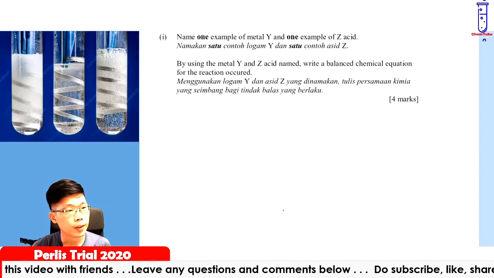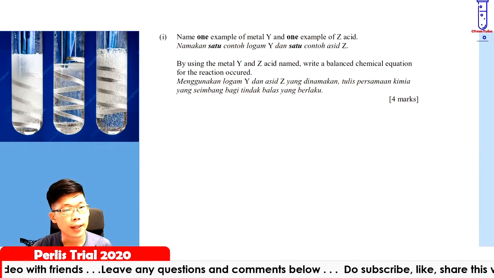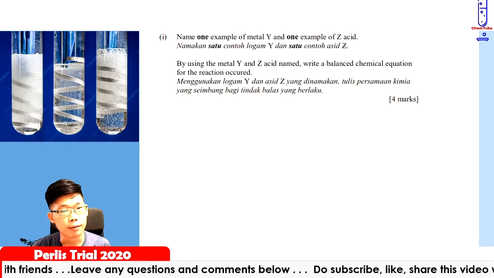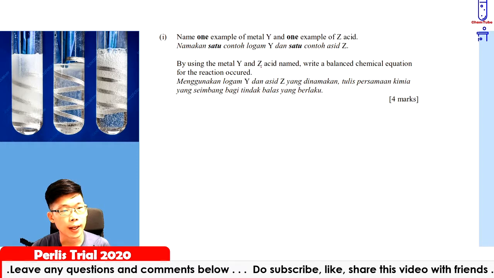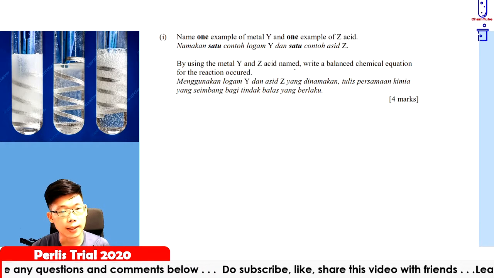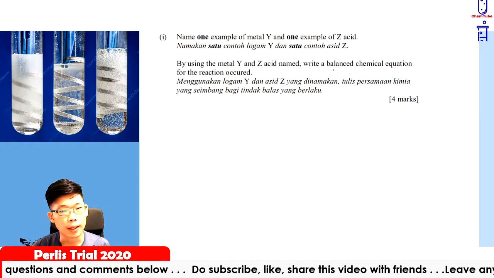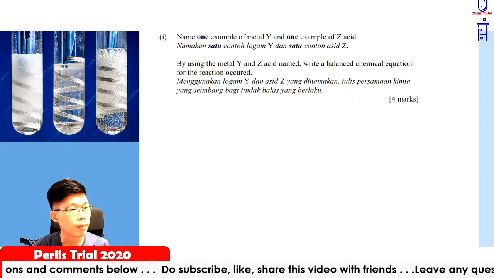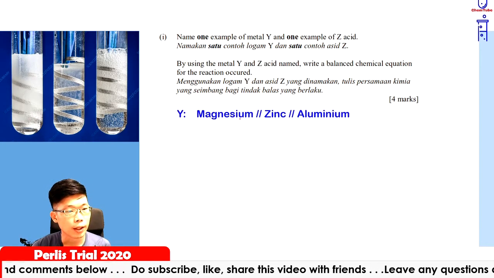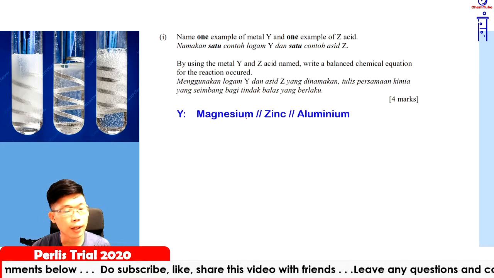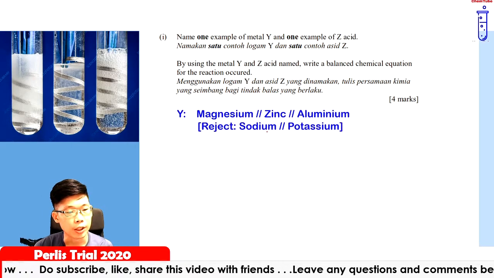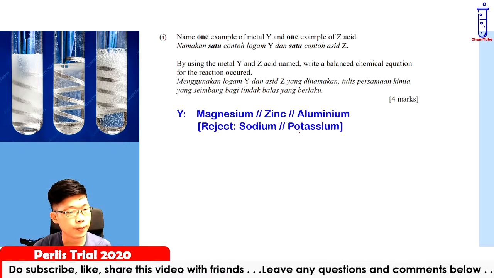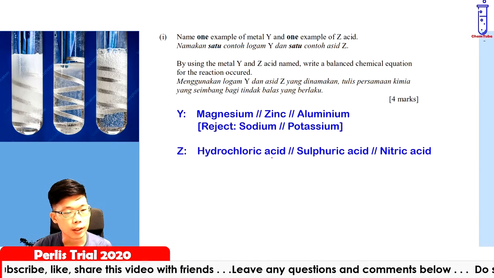Okay, so here, name one example of the metal Y and one example of Z acid. By using the metal Y and Z acid, write the balanced chemical equation. So there are 4 marks here. So here we can choose Y: you can choose magnesium, zinc or aluminium, but we reject sodium or potassium. So Z, we can use any acid.